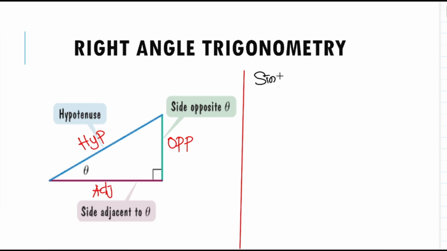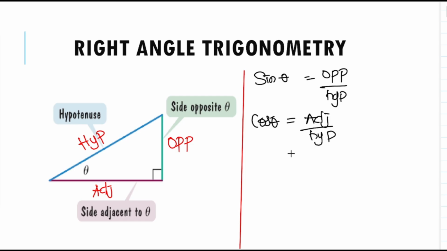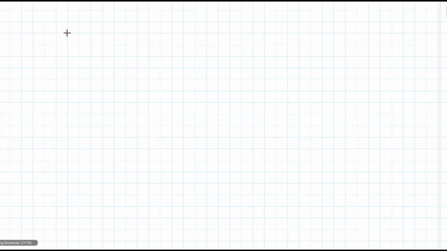Therefore sine theta equals opposite over hypotenuse, cos theta equals adjacent over hypotenuse, tan theta equals opposite over adjacent. And we can define the remaining ones as well from these.